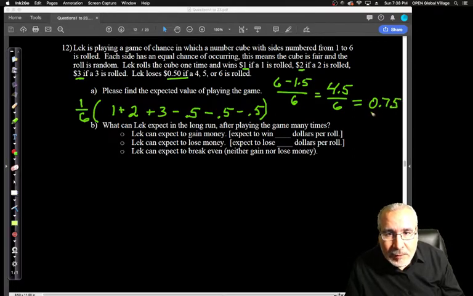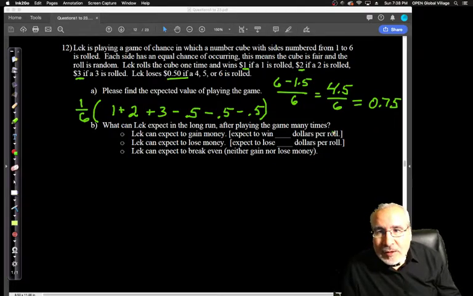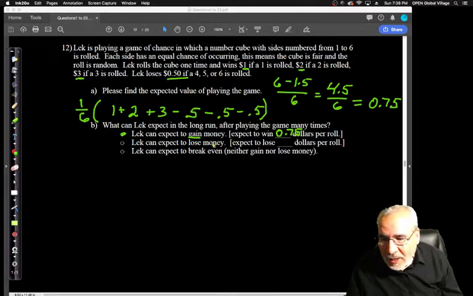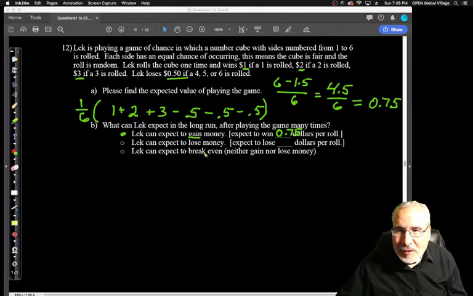It's a positive number, so that means we would expect to gain 75 cents each time we played. That's a pretty good game to play. So down here, what's going to happen? Well, he's going to expect to gain money. So we put the little dot there, and he will gain 75 cents per roll. I wish I could play this game. Just roll it a lot. It's in your favor.